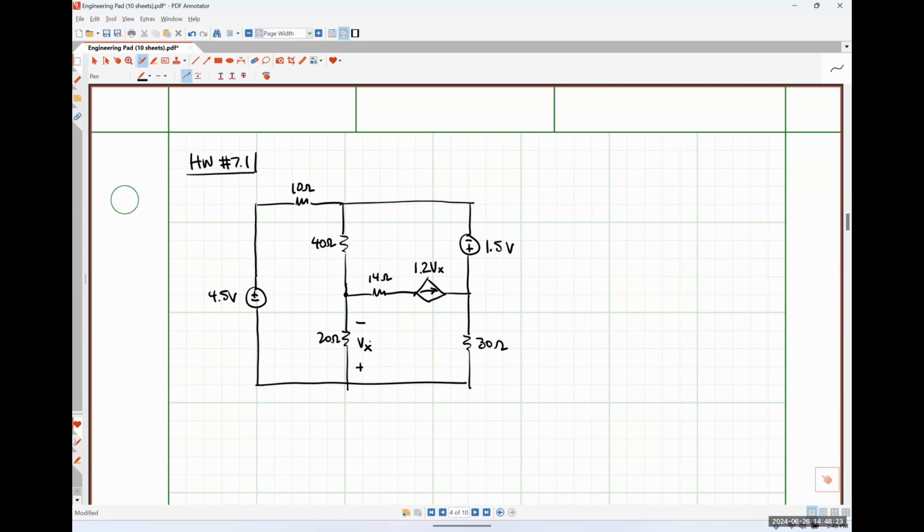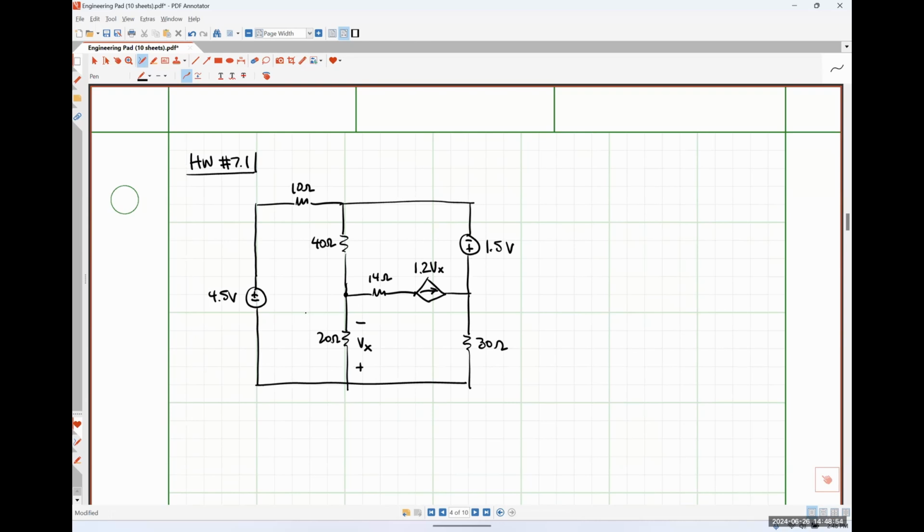So I can see very easily that there are only 3 meshes in this circuit. As far as nodes go, there's one at the top left, one at the top right, one in the middle, one between the 14 and the 1.2 Vx dependent source, one on the right middle, and then one at the bottom. So I believe that's like 6 or 7 nodes. So mesh is definitely going to be the easier thing to do here. So we will do mesh.